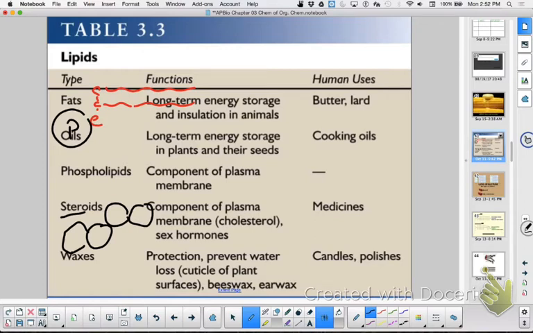And then I'm just throwing waxes in here. This would be a modification where you would have a long chain fatty acid with a long chain alcohol. Waxes fit under this umbrella, because waxes protect what? Leaves and animal fur. Good. It might be in your ears. Good. So that is all underneath lipids.